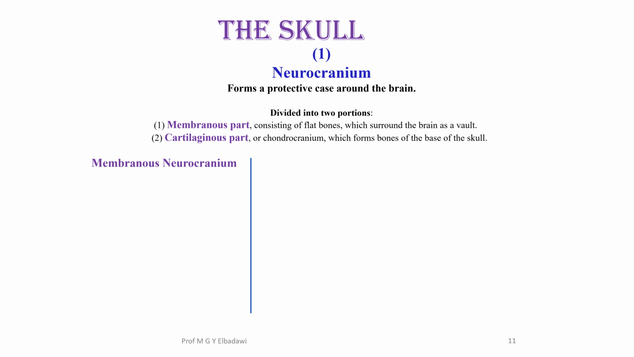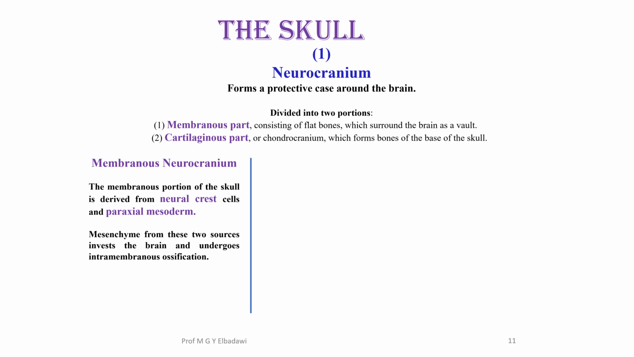So the membranous part is derived from two sources, neural crest and the paraxial mesoderm. The mesenchyme from these two sources will invest the brain and undergo intramembranous ossification.